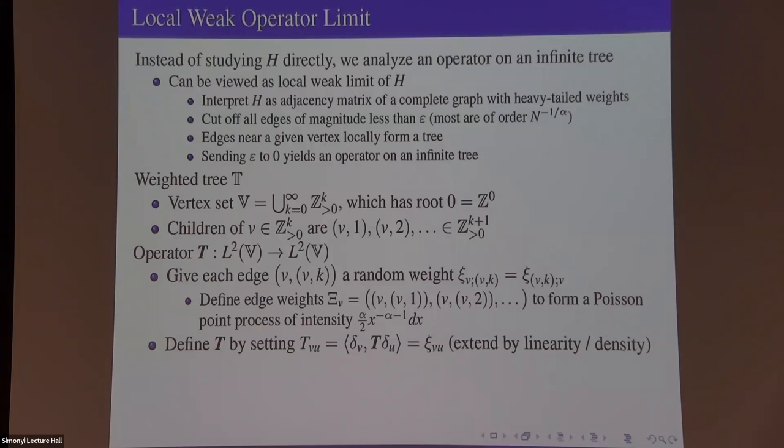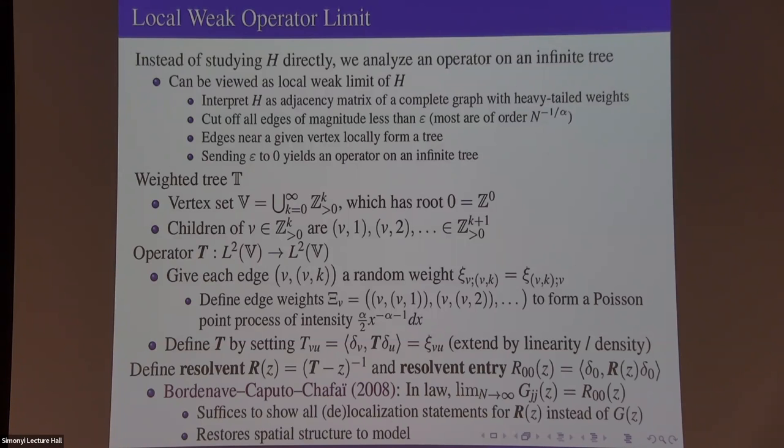So this defines some operator T, which you should view as the local limit, so to speak, of my original random matrix H. You define the resolvent exactly as before, T minus Z inverse. As I mentioned before, we had defined localization and delocalization in terms of these resolvent entries. So I'm going to define the 0,0 resolvent entry to be R_{0,0}(Z). And it was shown that the original Lévy matrix resolvent entry G_JJ(Z), for any J, converges to this.